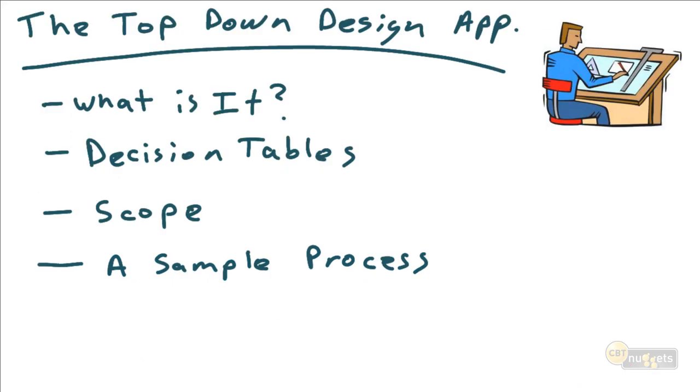So obviously, to get things started in this nugget, we need to talk about what exactly is the top-down design approach. What does that mean? We'll take a look at a great tool that you can use when doing network designs, and that's called a decision table. We'll talk about how you can really scope the network design, and finally, we'll wrap up by walking you through a sample design process.